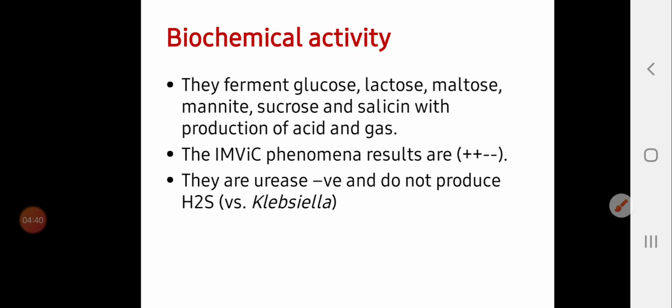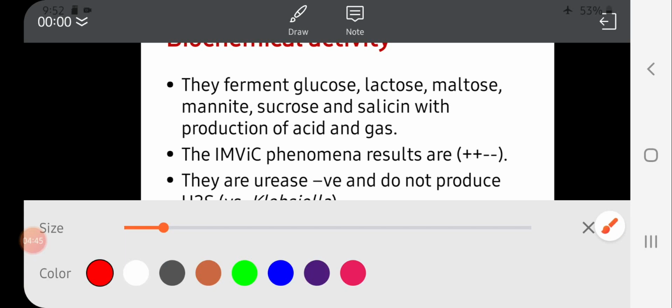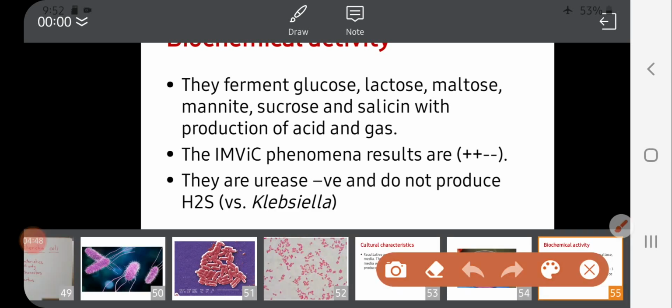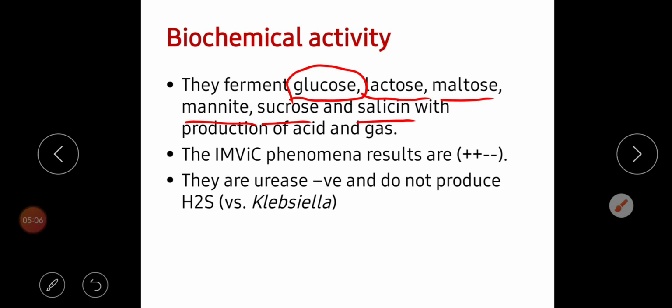Now, the biochemical activities. They ferment glucose, as I said. This is general for all Enterobacteriaceae. All Enterobacteriaceae will ferment glucose. Also, they are lactose fermenters. As I said, they also ferment maltose, mannitol, sucrose, and salicin with production of acid and gas. The IMViC phenomena results of E. coli is positive, positive, negative, negative.